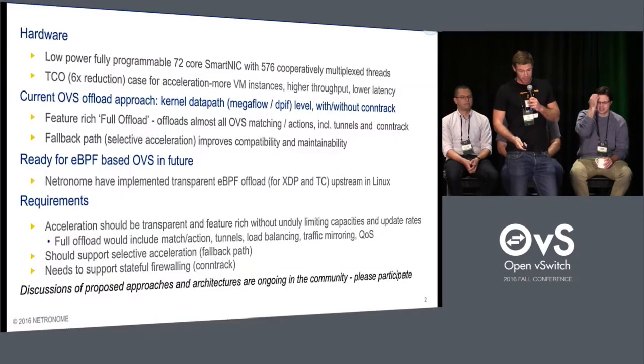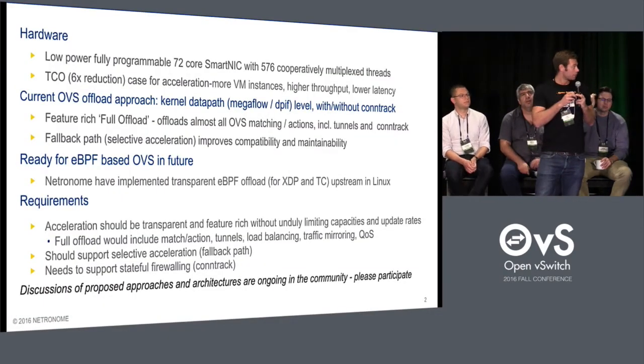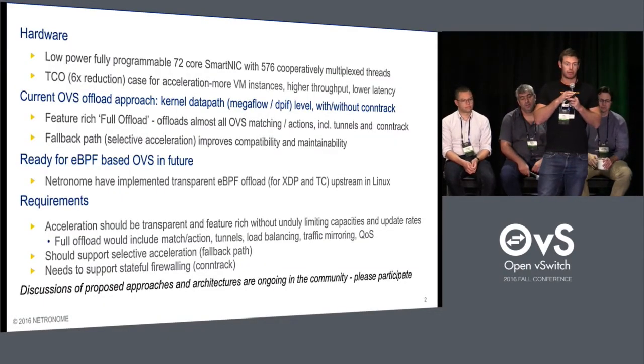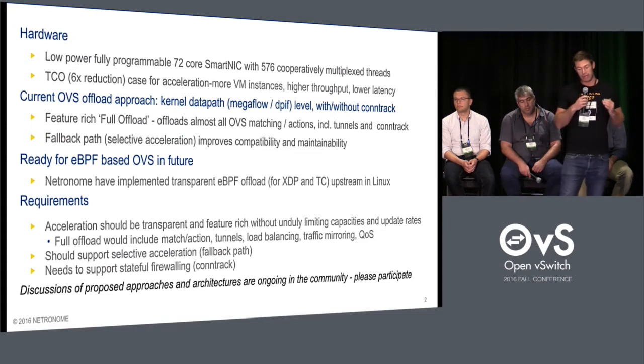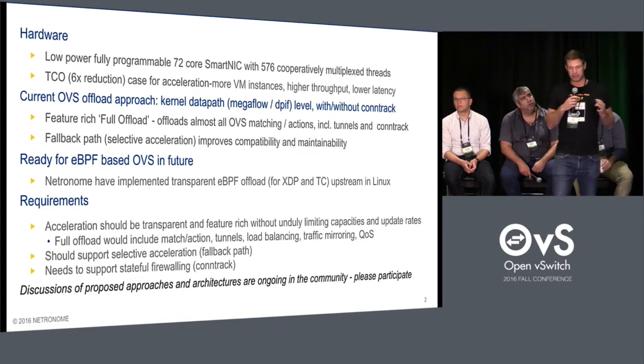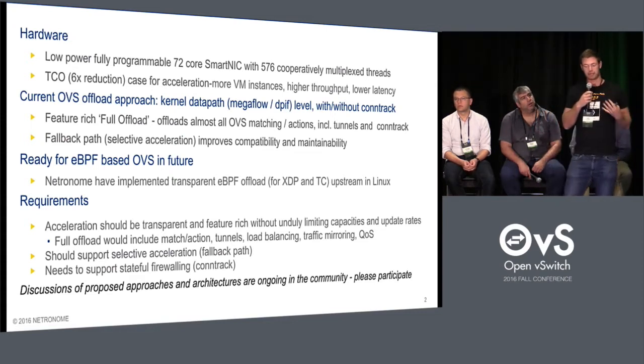Hey guys, hey again. I'll just quickly run through what our considerations are for offload. As I said earlier, we have a fully programmable 72-core SmartNIC with 576 threads running on it. We have TCO reductions of around 6x. That's our case for acceleration. Obviously, you get more VM instances, higher throughput, and lower latency.